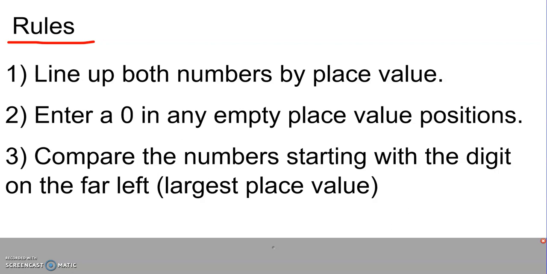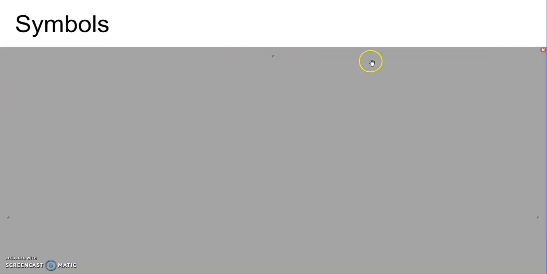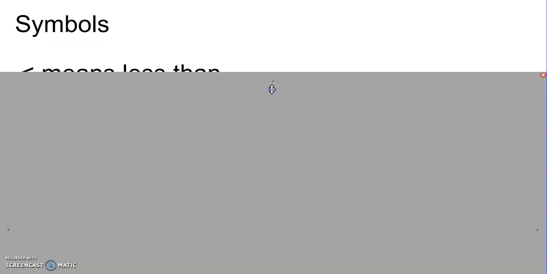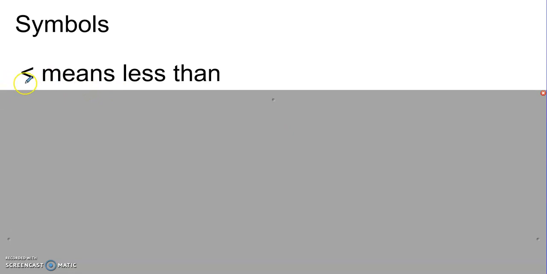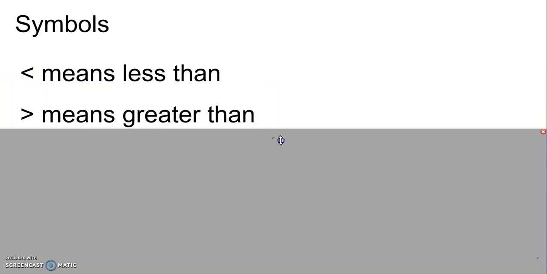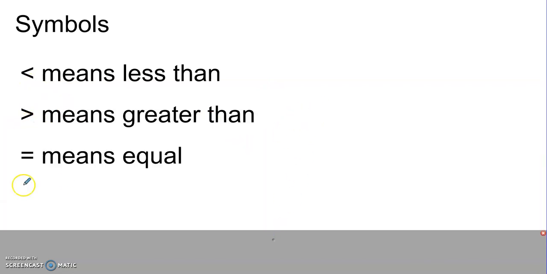Before we get to an actual problem, I want you to look at some of our symbols that we do use. I know that you've done these numerous times, so it's just a quick review. We have this symbol, which means less than. We have the open symbol, which here means greater than. And we have equal to, means equal. If I use this one, that means the number before it is less than the number afterwards. If I use this symbol, that means this number is larger than the number on the right. And if I use the equal, that means they're both the same on both sides.